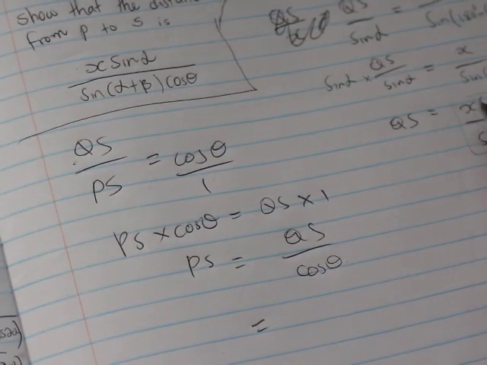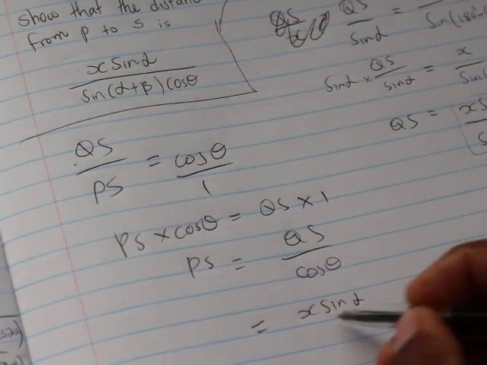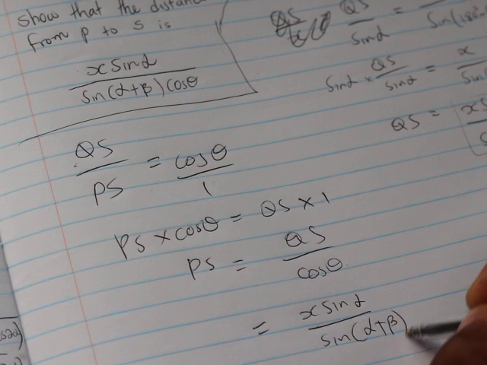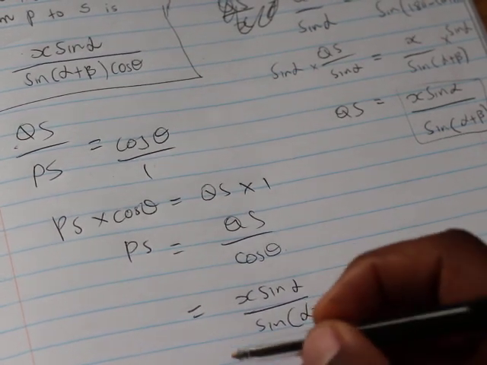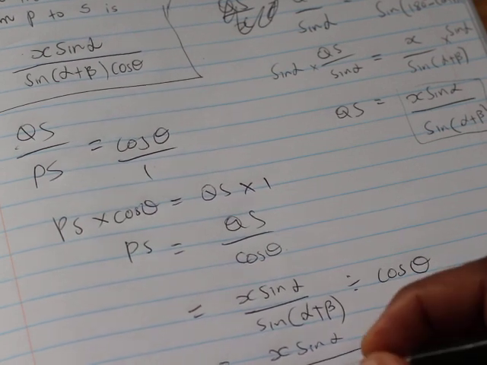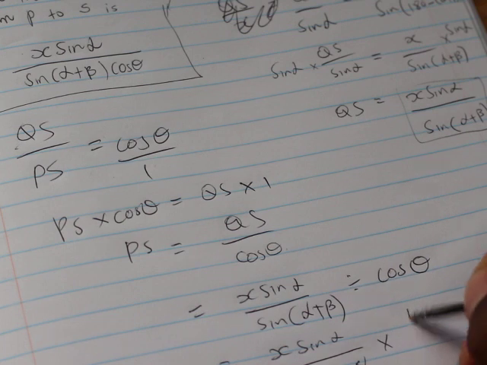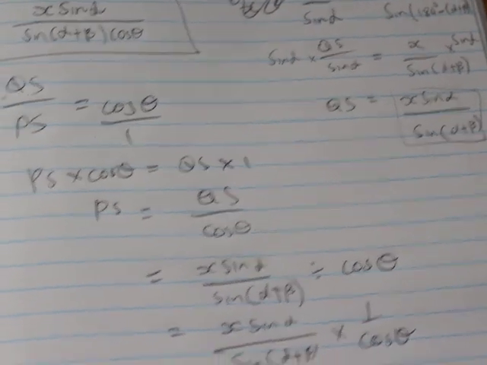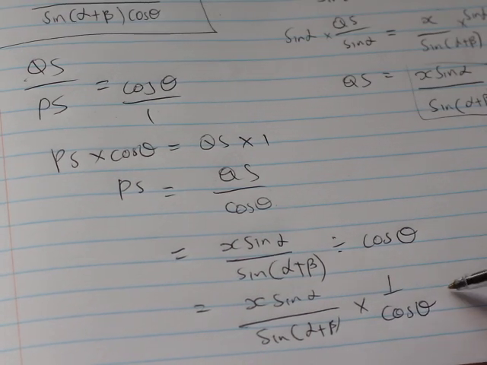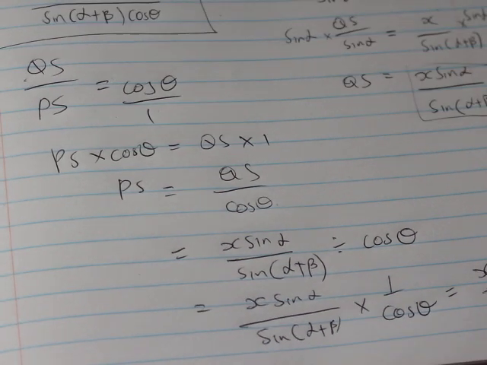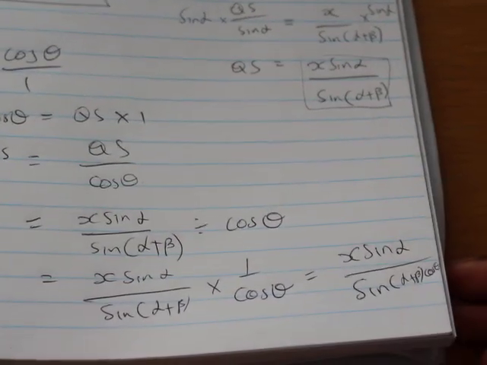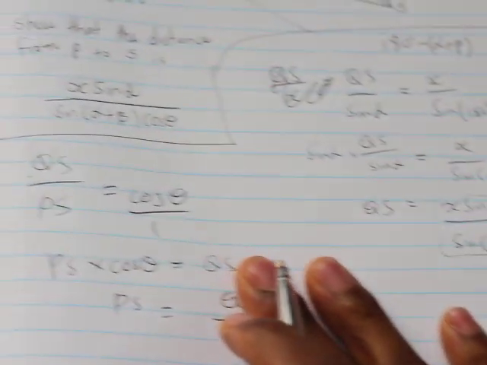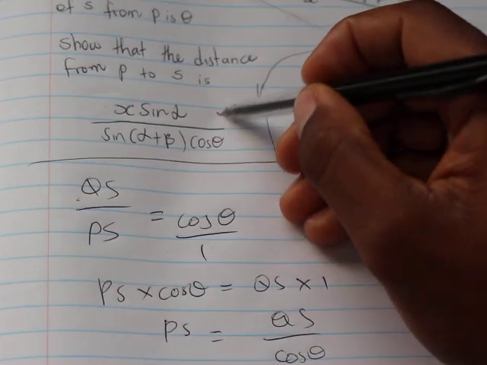But what is QS? We already got QS over there. So X sine of alpha over the sine of alpha plus beta, that's our QS, divided by the cosine of theta, but we can change division to multiplication. So X sine of alpha over sine of alpha plus beta times 1 over the cosine of theta. Now, what is that? Simply X sine of alpha divided by the sine of alpha plus beta and then cosine of theta, which is exactly what we're being asked to prove. Okay, so we got it.